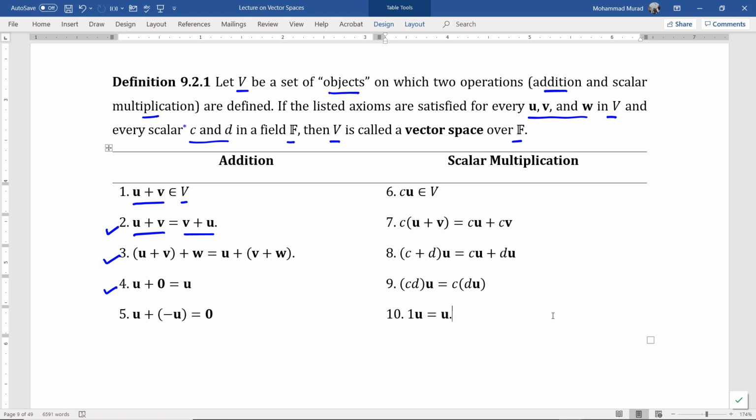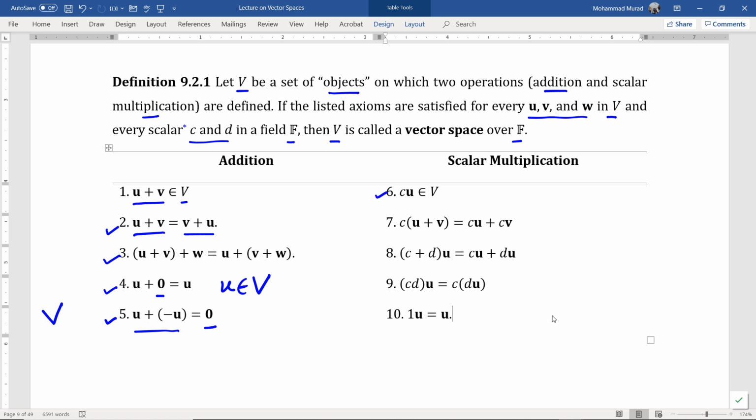Property 4. There exists some element called 0 in the set V such that u plus 0 is equal to u. This should be true for all u in the set V. So this property is called the existence of the additive identity element. Property 5. For every u in the set V, there exists some element called negative of u such that u plus negative u is equal to the 0 element in the set V, which is also called the additive identity element.